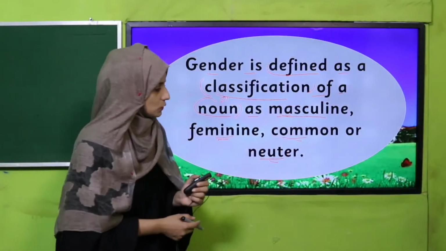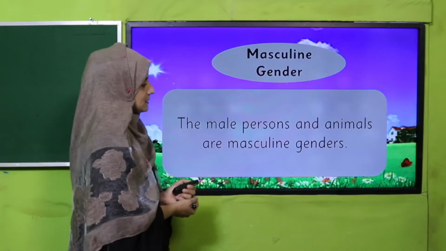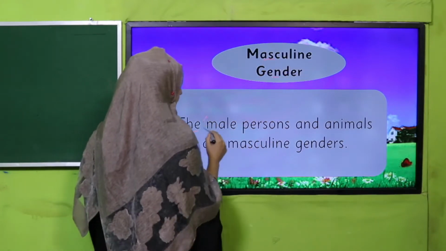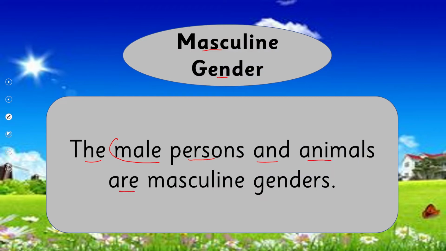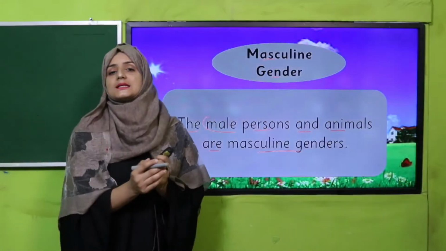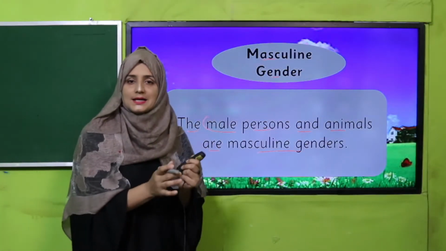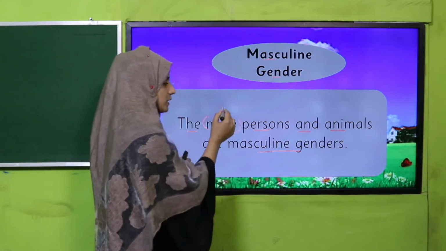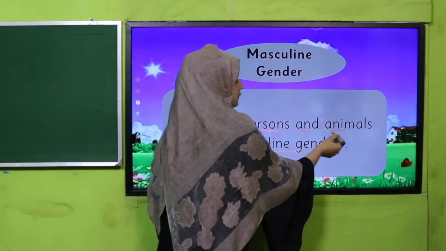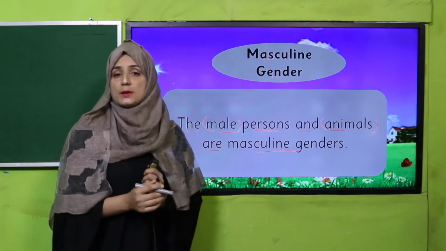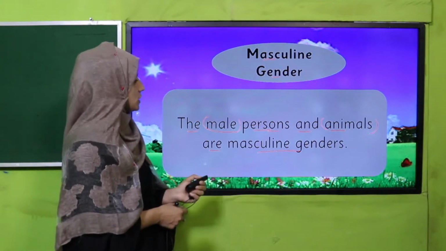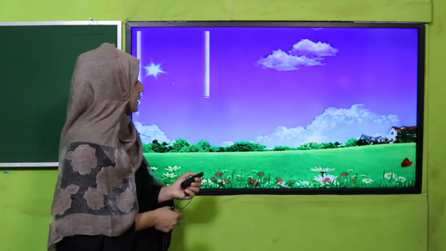So let's see what these genders are in detail. Masculine gender. My dear students, male persons and animals are masculine gender. All males, whether they are persons or animals, belong to masculine gender. So we will put them into masculine gender. Here are a few examples for your understanding.